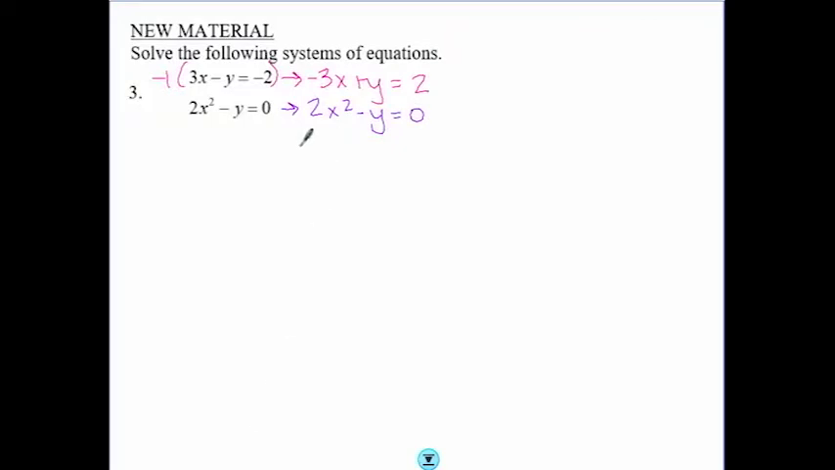Now, when I add these two equations together, my y terms will cancel out. And pay attention to the details here. Negative 3x and 2x squared are not like terms, so I cannot combine them. I just end up with 2x squared minus 3x equals 2. So now I need to set it equal to 0 and factor to solve this quadratic.